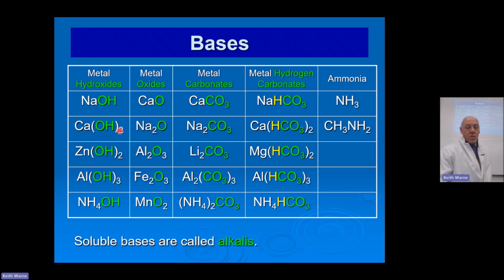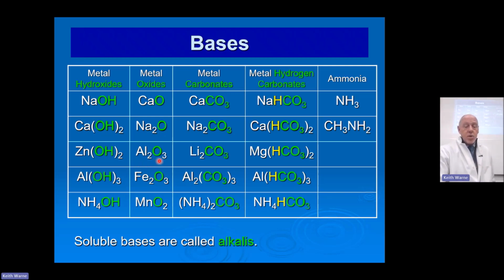Now, the statement at the bottom, you might want to write something there about it. I've said that soluble bases are called alkalis. What am I talking about there? You'll often hear people talk about bases and talk about alkali. What's the difference? Some bases are not soluble. They won't dissolve in water. So a lot of the oxides are not soluble. Aluminium oxide, for example, is not soluble. That's Al2O3.